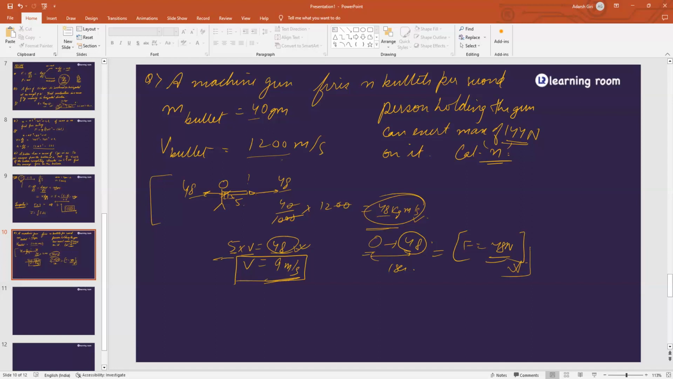Now you solve it. Did you understand this procedure? Yes, sir. Now you try to solve this question. Calculate the value of n that can be fired from the machine gun so that it can balance the force. The shoulder of that person can provide only 144 newtons.